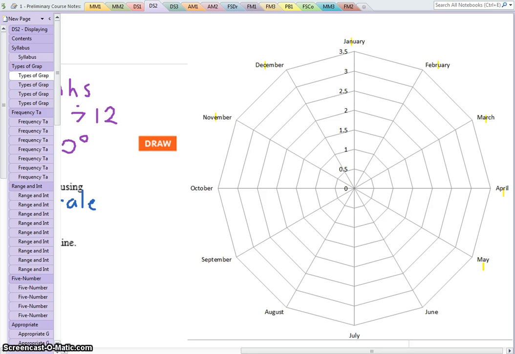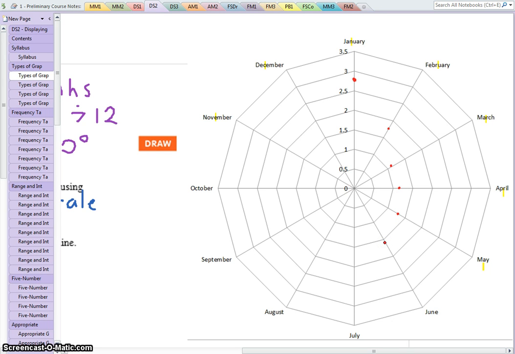All right. So, what are we going to do? We have to plot it now. This is where we just get our values and start plotting it. So for January, we were at 2.8. So you head up and go 2.8. Then Feb is 1.7. March is 1.1. April's 1.2. May is 1.3. June is 1.6. So we're just above the 1.5 mark now.